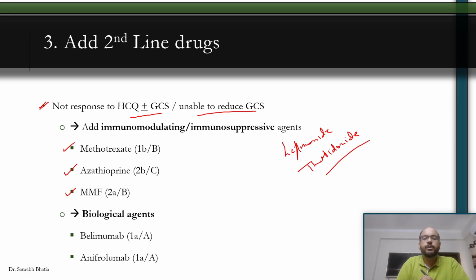Other lines that can be used are biological agents. These include belimumab and anifrolumab. So anifrolumab has been approved by the FDA for treatment in 2021. So that's why EULAR has now included anifrolumab in the disease armamentarium. Okay, let's move forward.